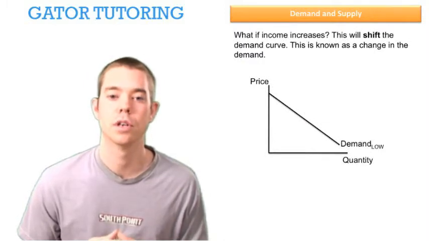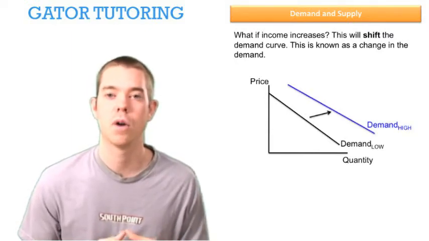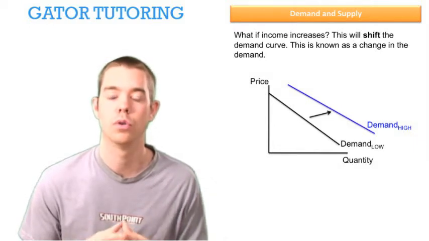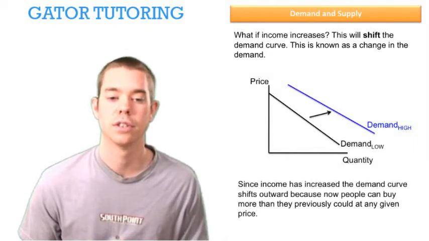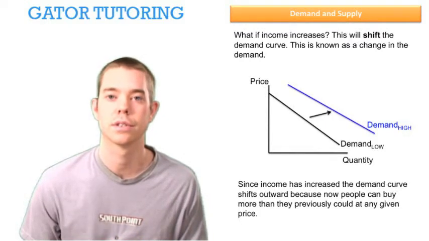What if income increases? Well, this will shift the demand curve. So we call this a change in demand. And if income were to increase, we'd have an outward shift in our demand. So we'd actually have a whole new demand curve. And since this is because income has increased, the demand curve shifts outward because now people can buy more than they previously could at any given price.